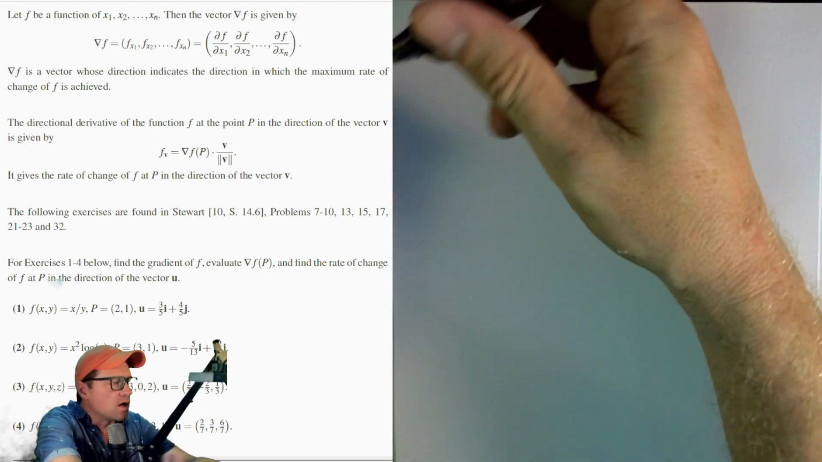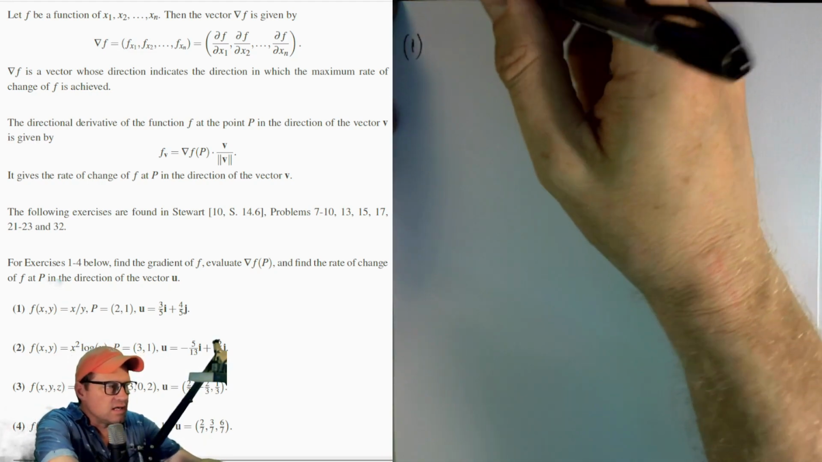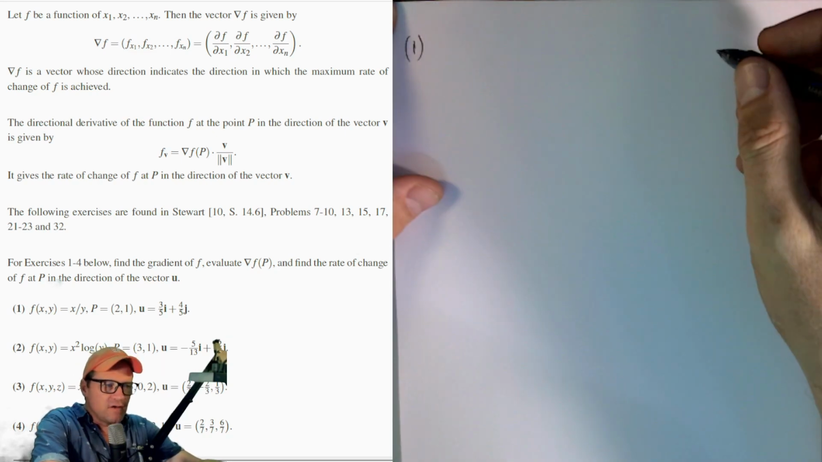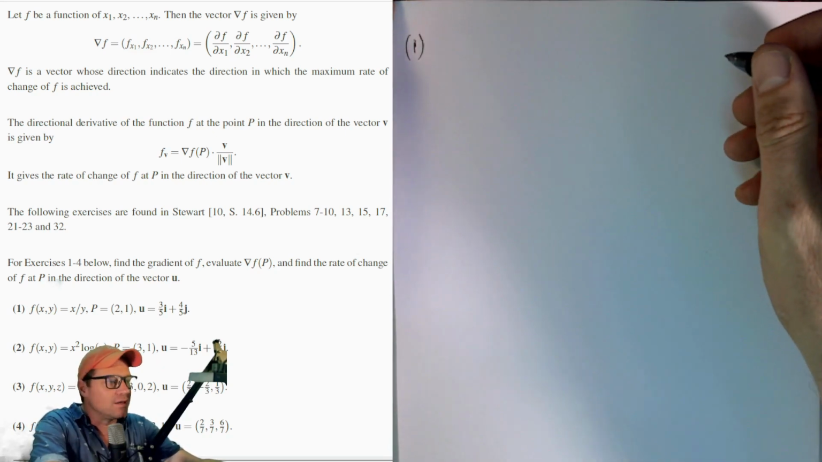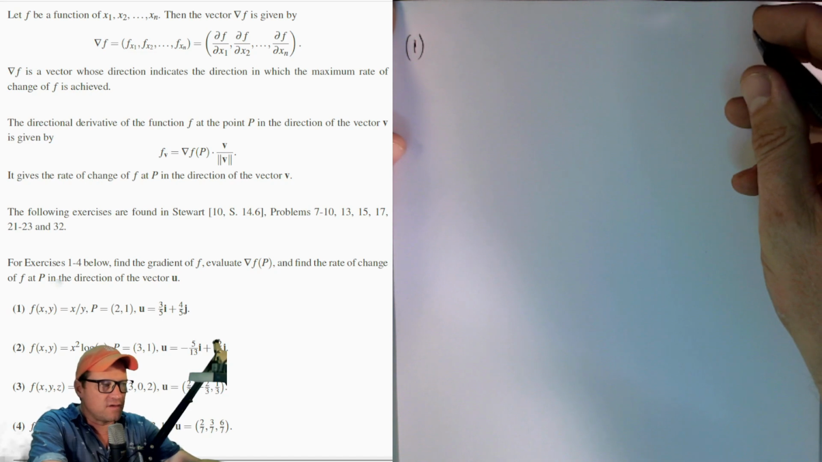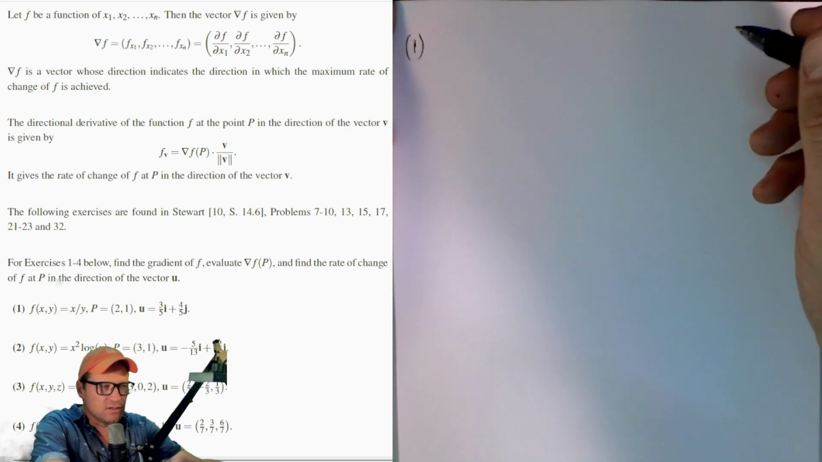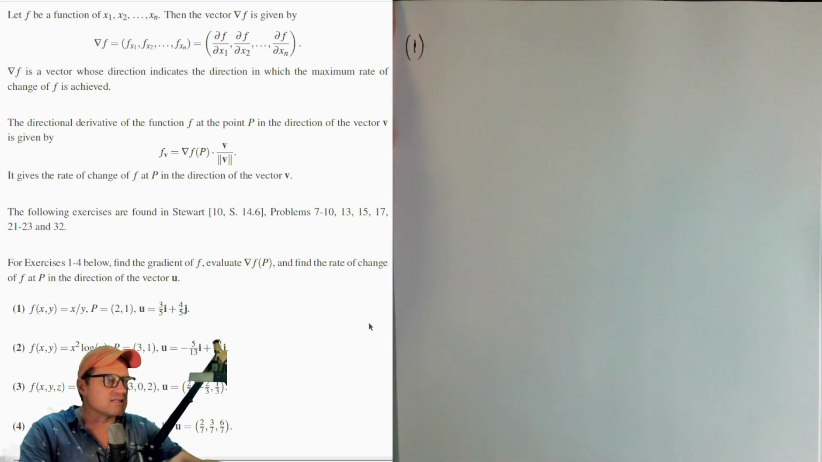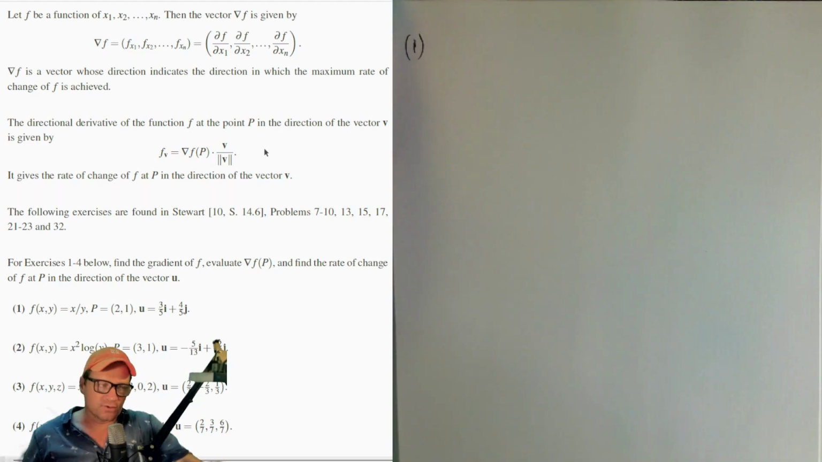In question 1, we're asked to calculate the gradient vector of f, evaluate grad f at the point P, and find the rate of change of f at P in the direction of the vector u. Now that last one, the rate of change of f at P in the direction of the vector u, is given by this formula right here, the directional derivative.